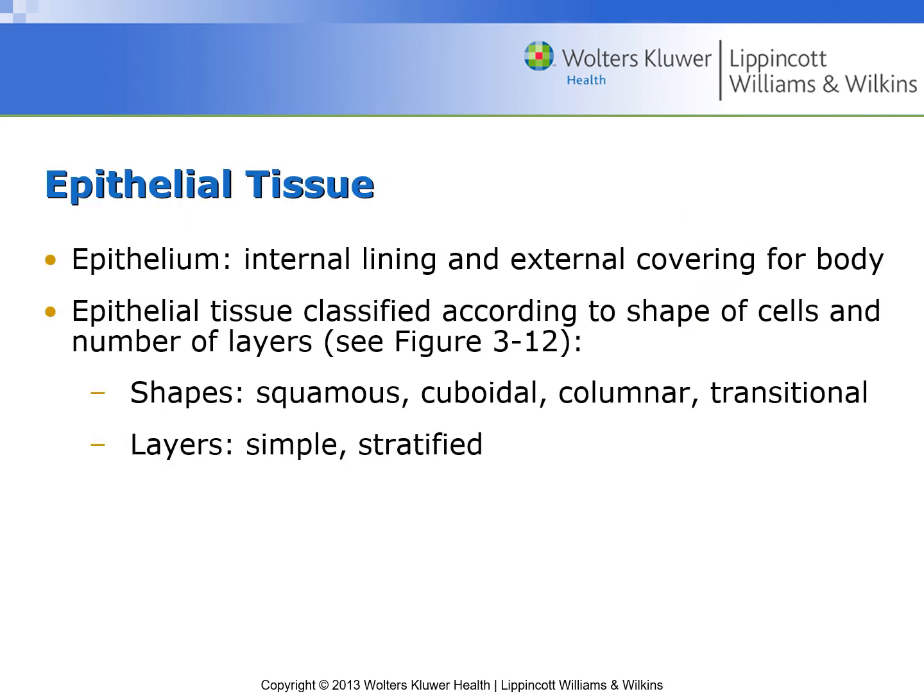Let's look at epithelial tissue. Epithelium is the internal lining and external covering for the body. Epithelial tissue is classified according to shape of the cells and the number of layers. The shapes include squamous, cuboidal, columnar, transitional. The layers include simple or stratified.